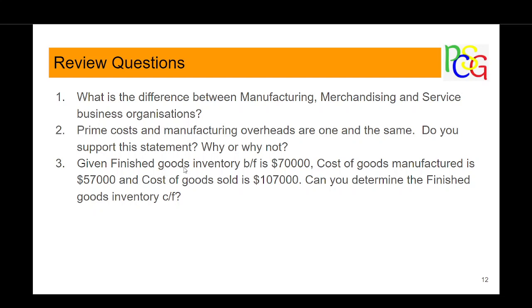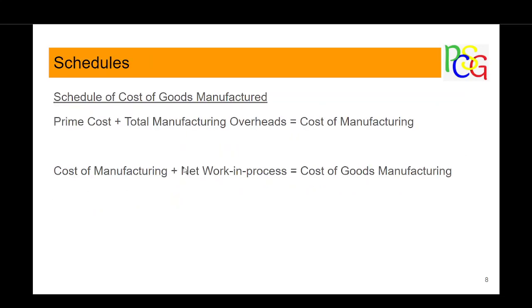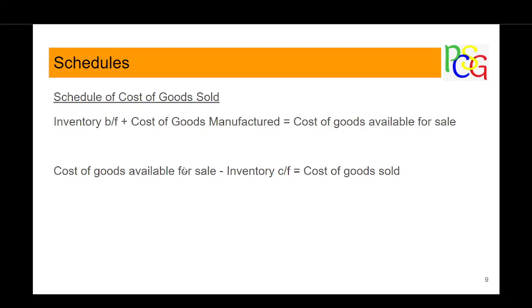And lastly, question 3: given finished goods inventory brought forward is 70,000, cost of goods manufactured is 57,000, and cost of goods sold is 107,000, can you determine finished goods inventory carried forward? To do this, we must use one of the previous formulas that we had listed. These 2 formulas here we must use in conjunction.